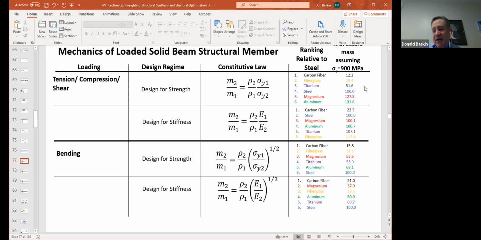But what's interesting is that you don't always have to use expensive high-tech materials in order to save weight. You can actually save weight with steel compared to magnesium, aluminum, titanium and fiberglass. This really only happens when you have something under a tensile, compressive or shear load. You really can't beat carbon fiber, because carbon fiber is pretty amazing. But you can do better than aluminum and magnesium with steel if it's only in tension, compression, or shear, whether it's a design for strength or a design for stiffness scenario. The reason this works is because steel has a very high stiffness to density ratio.